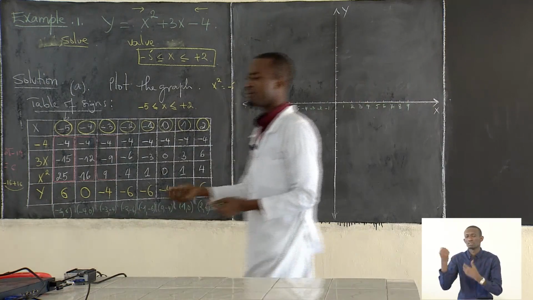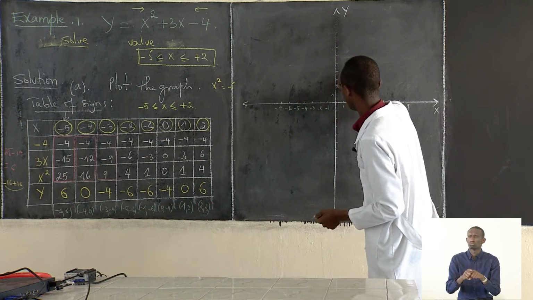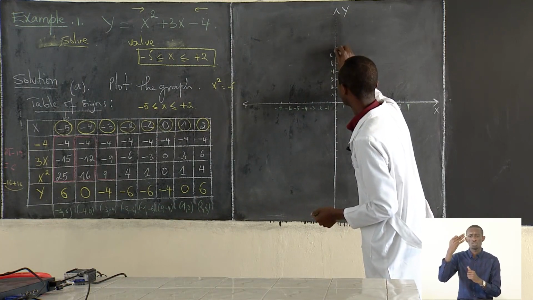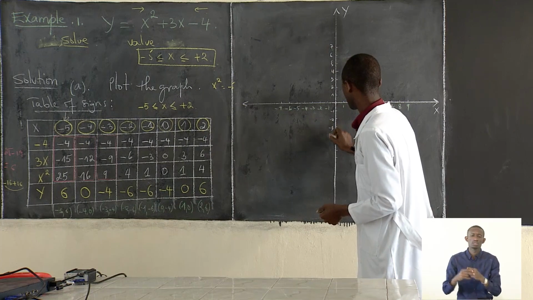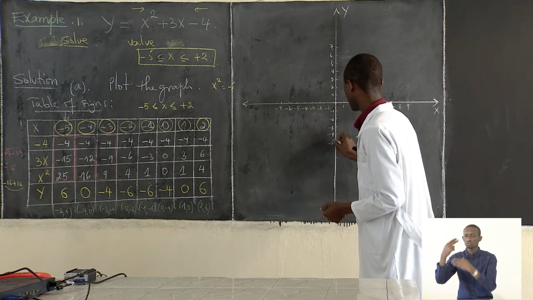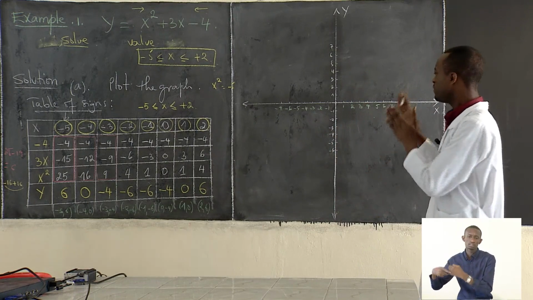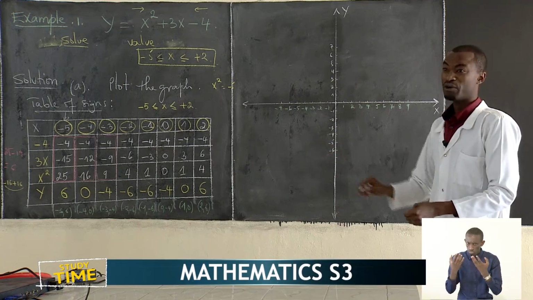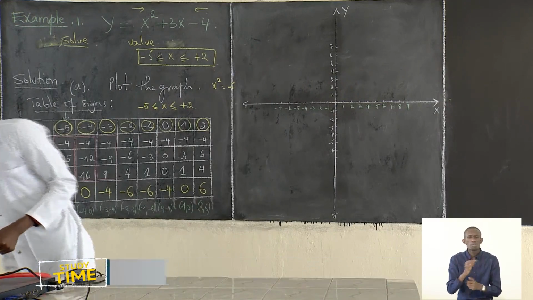And you do the same for the y-axis. We have now here 1, 2, 3, 4, 5, 6, 7. Negative 1, negative 2, negative 3, negative 4, negative 5, negative 6, and so on. Now, when you finish getting this, we are going to put our coordinates, the coordinates of the points that we have here. How many points do we have?